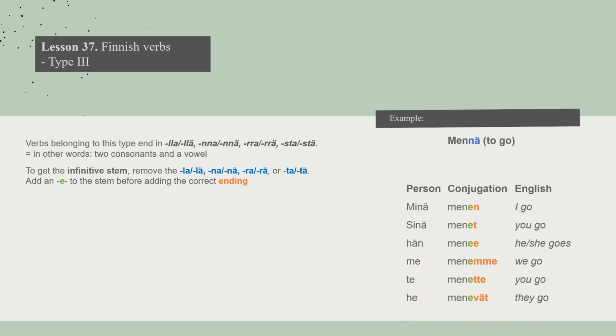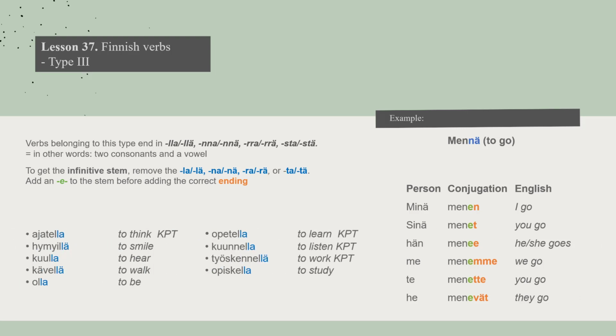Mennä. Minä menen. I go. Sinä menet. You go. Hän menee. He goes. She goes. Me menemme. We go. Te menette. You go. He menevät. They go. Here are some other verbs of type 3.